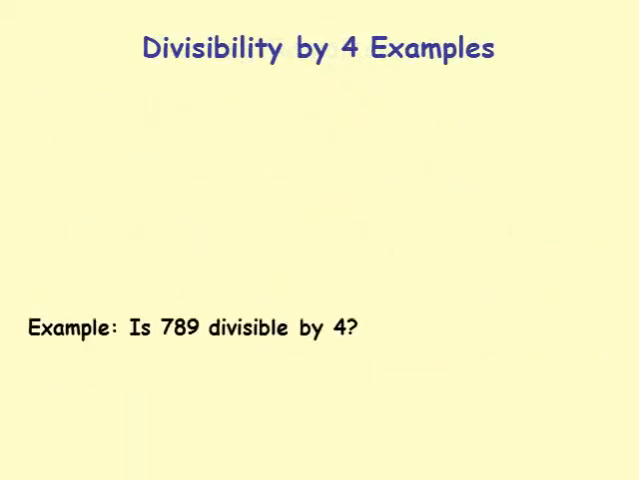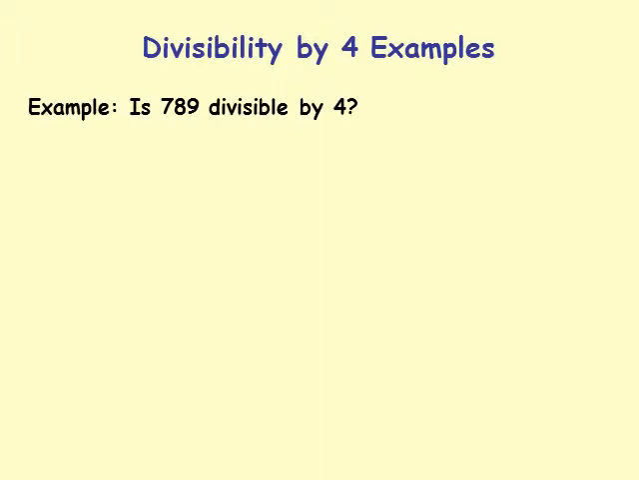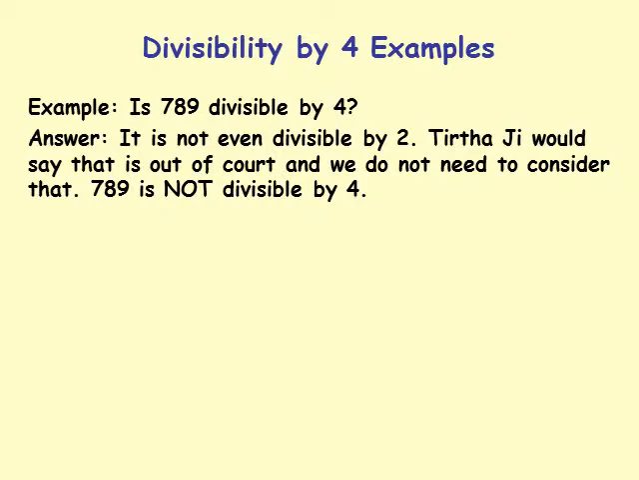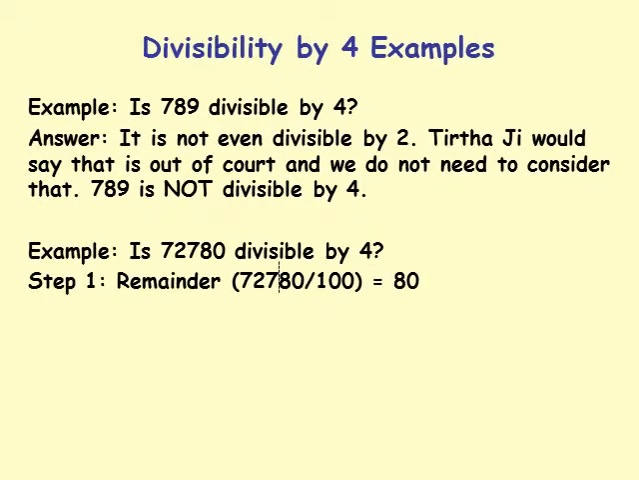Okay, examples. Is 789 divisible by 4? It's not even divisible by 2, and Tirthaji would say that is out of code, and we don't need to consider that. 789 is not divisible by 4. Let's continue. Is 72780 divisible by 4? Okay, let's continue here.